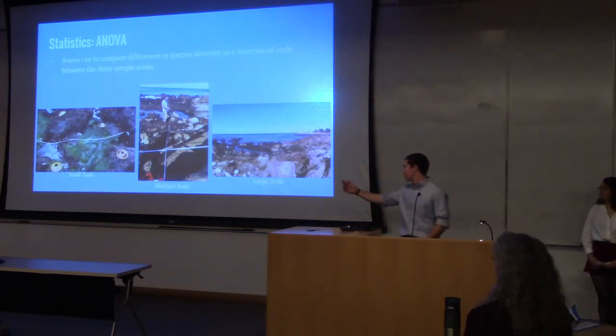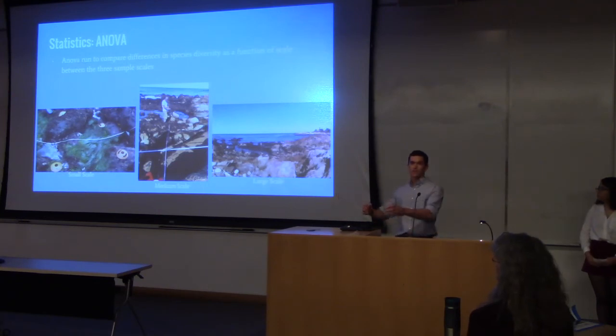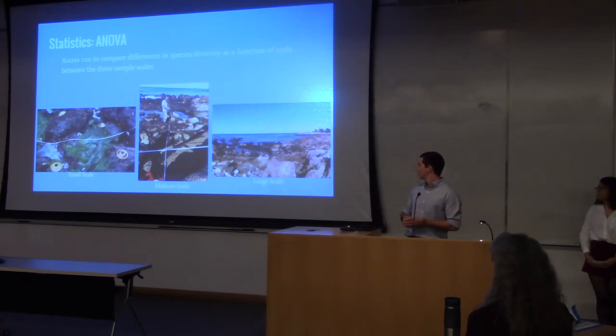So here's an example again of the small scale, which was the individual photo quadrat. There were 60 of them all together for 3 sites. Medium scale, 12 transects for all 3 sites, and then of course the panorama, there's 3 for 3 sites.